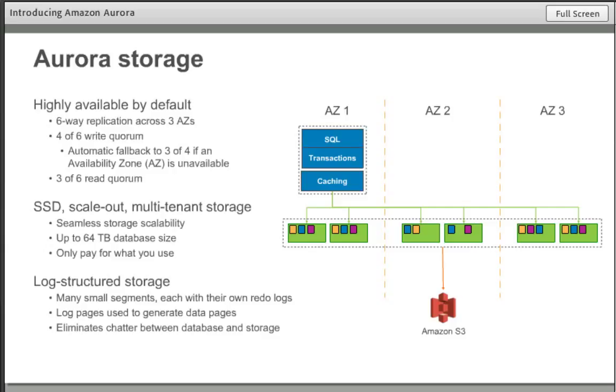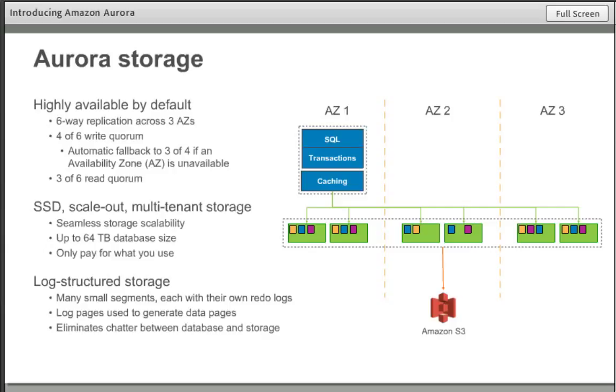Now, Aurora has a 4 of 6 write quorum, which means that we will acknowledge a write as successful once it's been successfully committed on at least 4 of the 6 replicas. This does mean that you can lose 2 nodes in Aurora out of 6 without having any impact on the write or the read transaction rate that we can support. We also talked a bit about scale-out multi-tenant storage, which again automatically scales as you need more and goes up to a pretty hefty 64 terabytes.